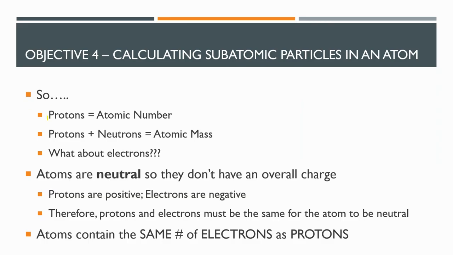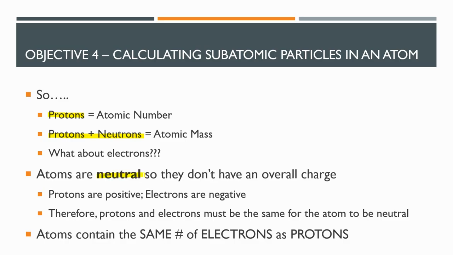So just kind of a general review of what we just covered. Okay, protons are the atomic number. Protons and neutrons are the atomic mass, and so we can just subtract to find out how many neutrons we have. But what about electrons?